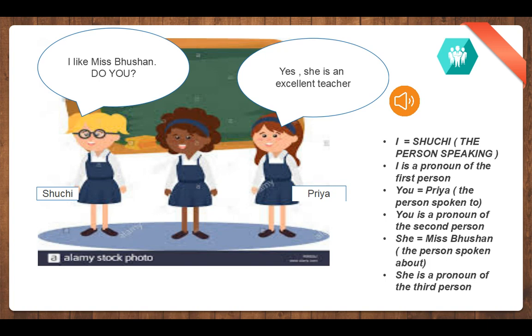So you will see here that first person is the person speaking. That means example, I, we, etc. Second person, the person being spoken to. Example, you, etc. Third person, the person being spoken about. Example, he, she, it, they, etc.